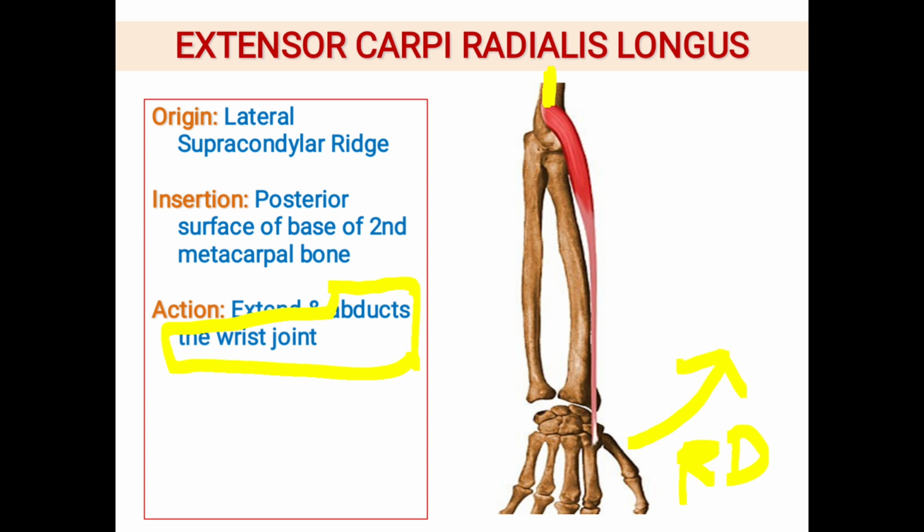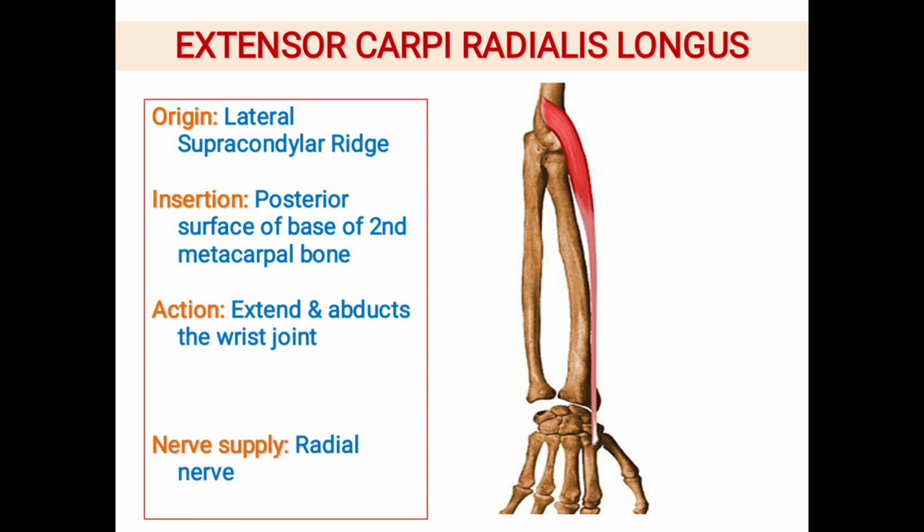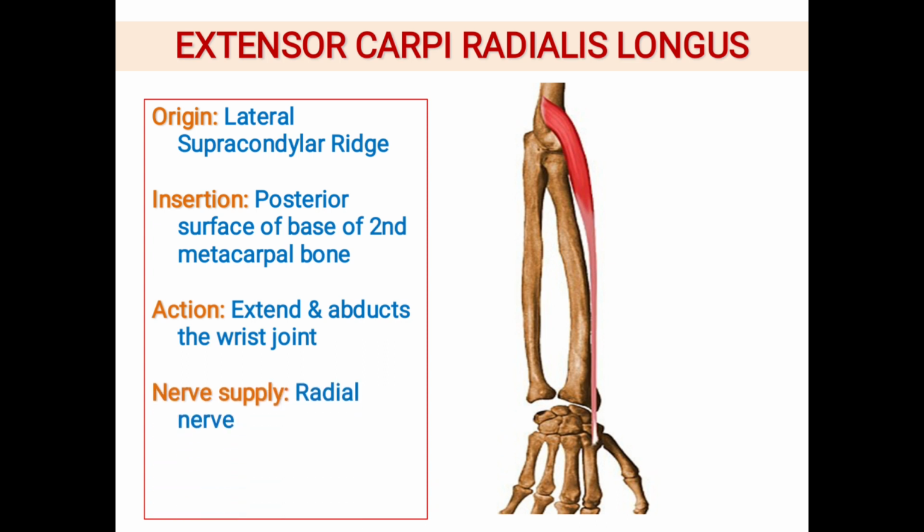Of course, when your extensor carpi radialis longus contracts that way, the wrist will move this way, correct? That is radial deviation. And if it contracts that way, it can extend the wrist, correct? So again, it is the lateral forearm, supplied by the radial nerve.